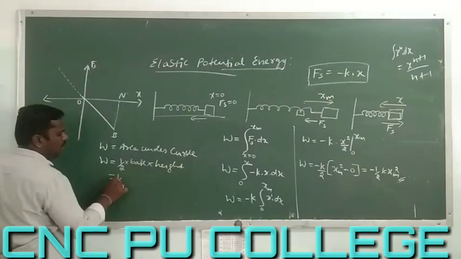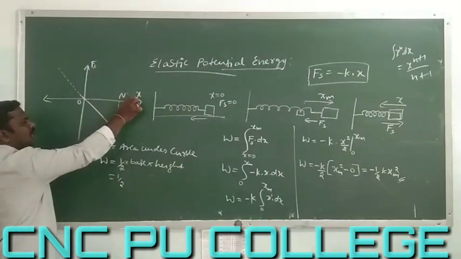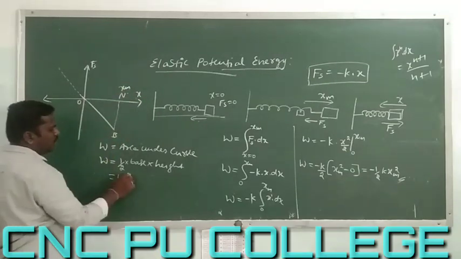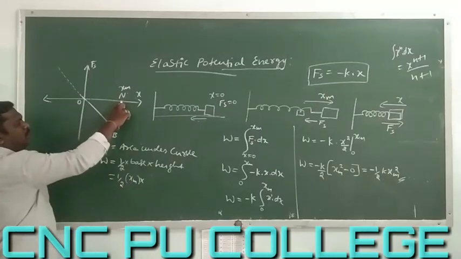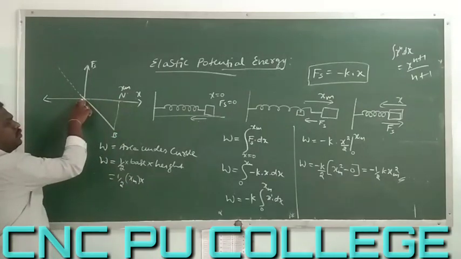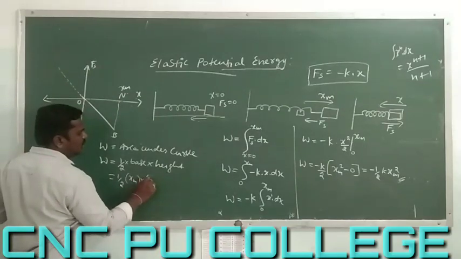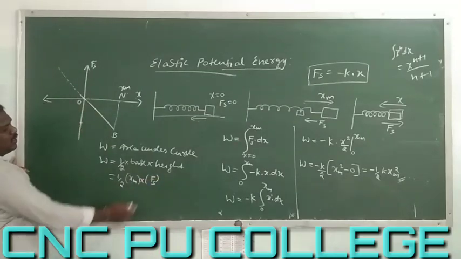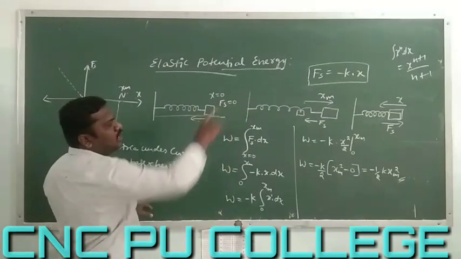So here, half. What is the base? The base is nothing but ON. ON gives the displacement, and here the maximum displacement, that is xm. So I am writing this base as xm into height. The height is nothing but BM. It is the y component, that is nothing but the spring force. So I am writing it as minus F, or simply we can write Fs. Later we can consider that Fs value. So Fs is nothing but minus k into x.